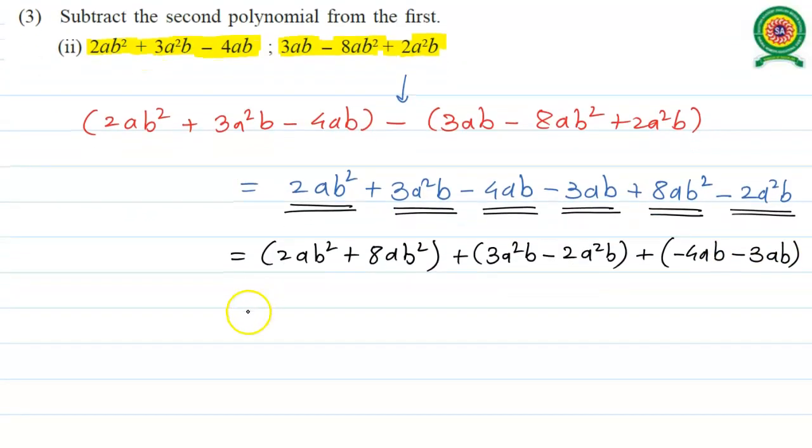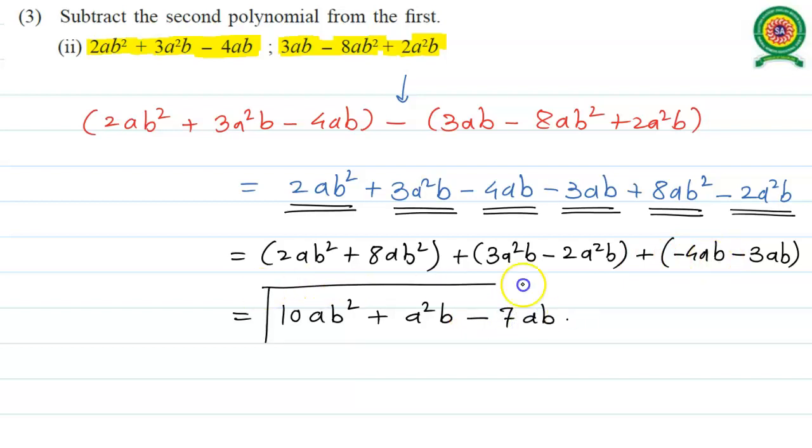After simplifying, we have 8 plus 2 becomes 10, so 10ab square as it is. 3 minus 2 is 1, and 1 into a square b gives a square b. Now minus 4 minus 3 becomes minus 7, so minus 7 times ab as it is. So after subtracting the given polynomials, our answer is 10ab square plus a square b minus 7ab.